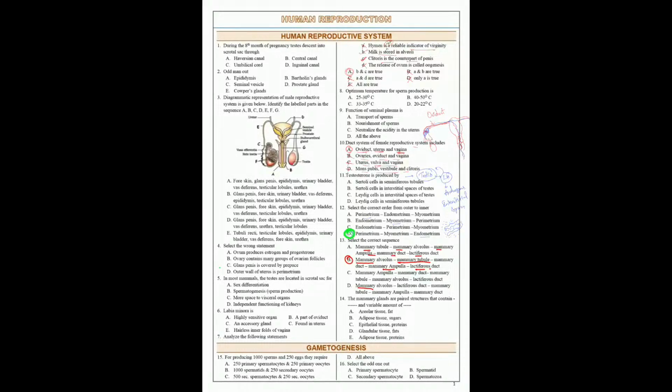All right, the correct sequence is first alveoli will be there. So from alveoli, that is mammary alveolus, the milk will enter into mammary tubules, and then from mammary tubules, mammary duct will be there, and then mammary ampulla and lactiferous duct. That will be the correct answer. So B is the correct answer here.